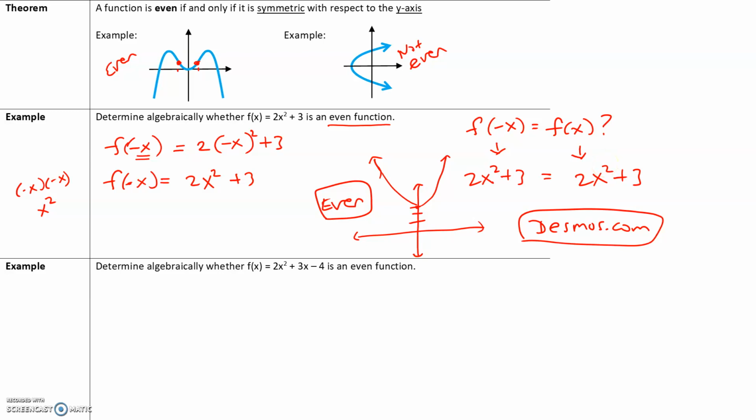Next, we want to determine algebraically whether this function, 2x squared plus 3x minus 4, is an even function. So whenever we want to check algebraically, we need to know that f of negative x is equal to f of positive x. So we know what f of x is. F of x is the easy part. That's 2x squared plus 3x minus 4. F of x is given to us. We want to calculate what is f of negative x. So f of negative x, once again, this is your input. So each x in the expression is going to get replaced with the input.